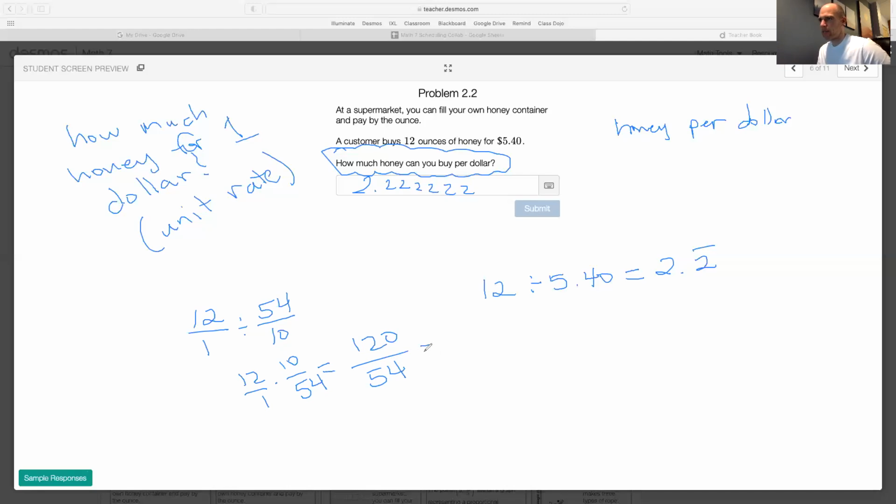We could simplify this. This is equal to 60 over 27. I think this can simplify even further. If I divide both top and bottom by 3, I can get 20 over 9. I don't think it's going to simplify any further than that, but that would probably get you a correct answer on Desmos. But that's just a weird way of saying it. You can buy 20 ninths, or I guess you could say 2 and 2 ninths ounces for every dollar is what that says.